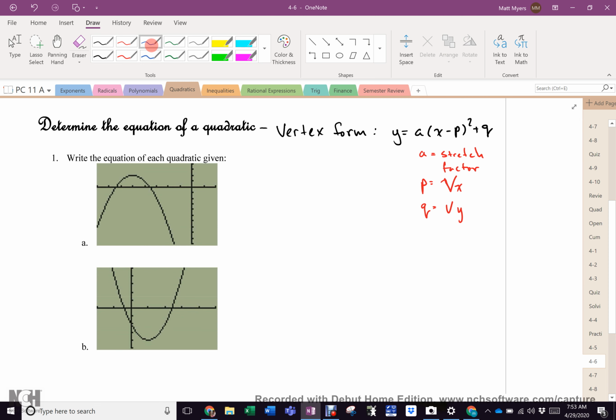So let's have a look over here. I can quite plainly see there's my vertex, and I can see that it's -1, -2, -3, -4, -5, and up 1, 2. So that is my vertex. So now we just plug that into the equation. Y equals a x minus -5 squared plus 2. Now minus -5, of course, we write it as x plus 5 squared plus 2.